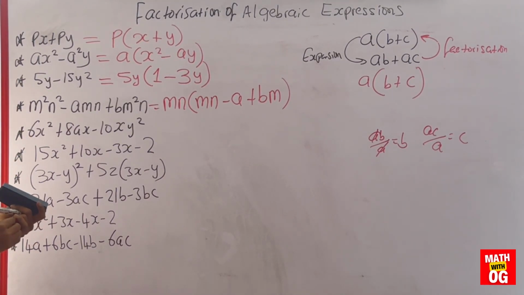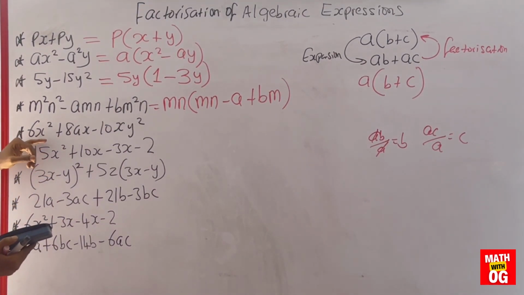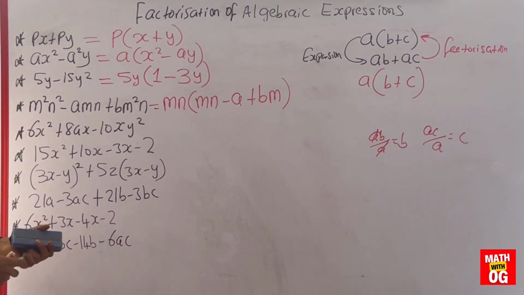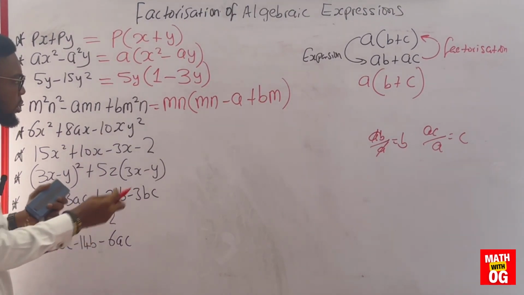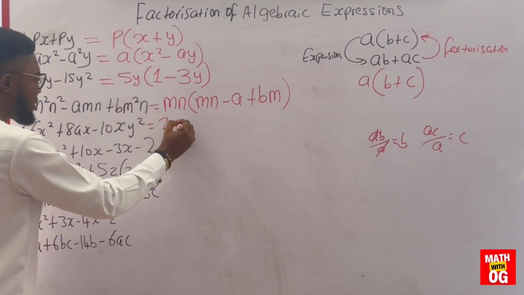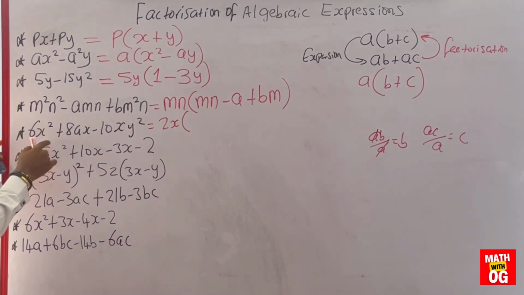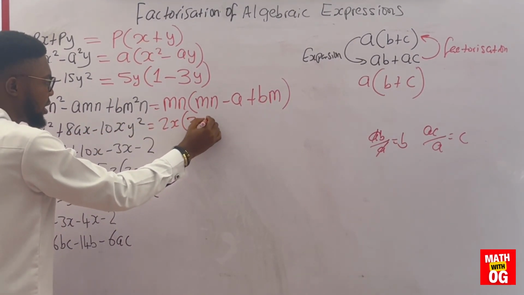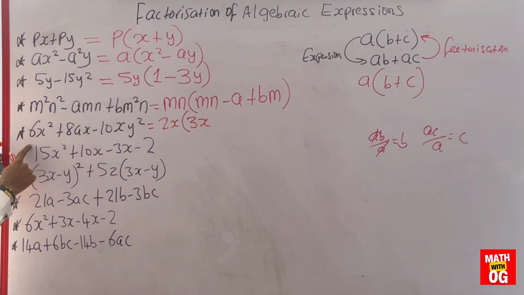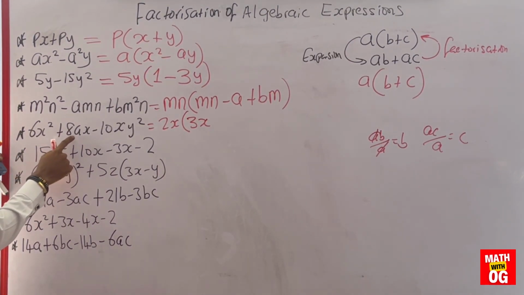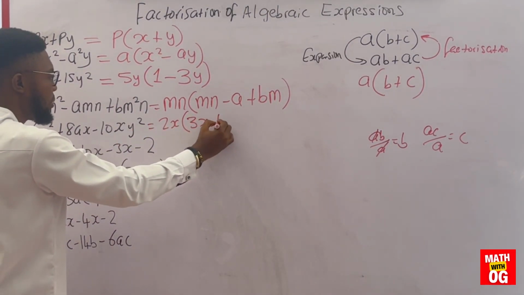What is common to 6x squared, 8ax, and negative 10xy squared? I believe 2 can go. 2 is common to all of them, and also x is common to all of them. So 2x into the first term will give us 3x. 2x into 8ax, 2 into 8 is 4. So I have a positive 4a.